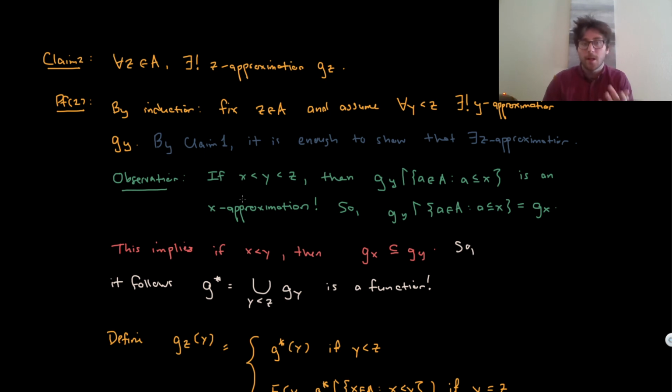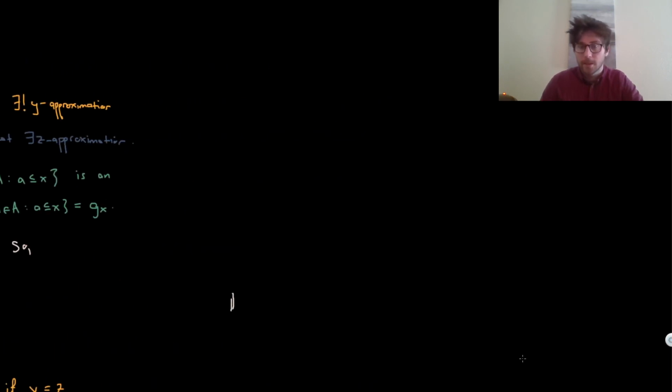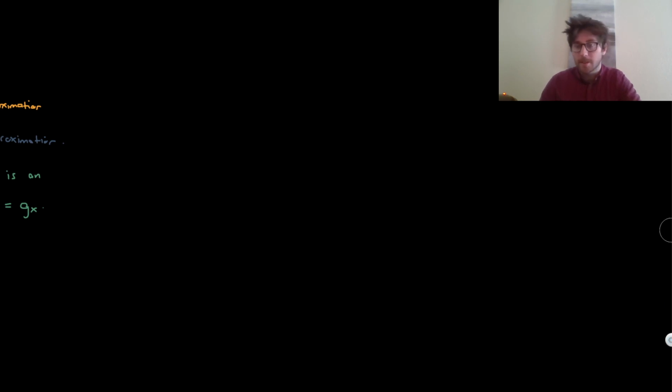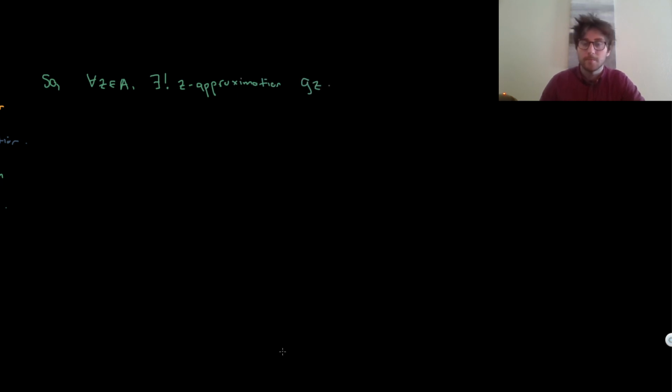And so what's going to be our big G? Our big G is just going to be the union of all of these approximations. So how do we finish things off strong? We can say something like this. Okay. So what do we have access to now? For every single z in A, we have some unique z approximation g sub z. And what we can do now is define big G to be the union over all the z values in A of our z approximation.